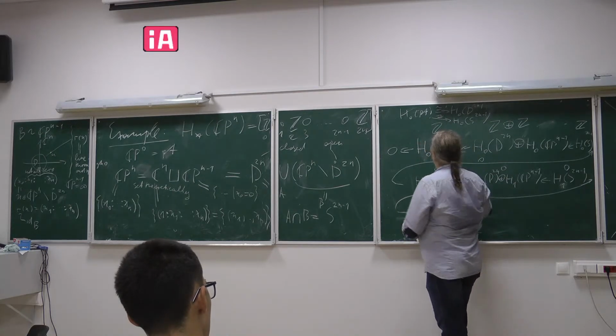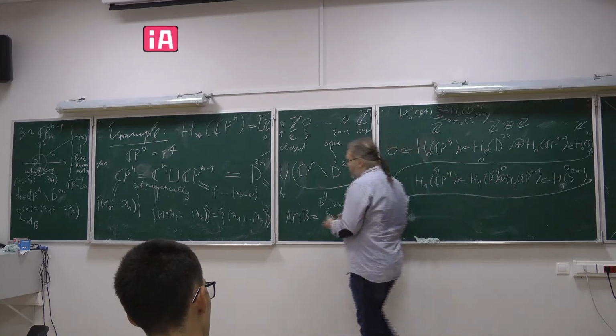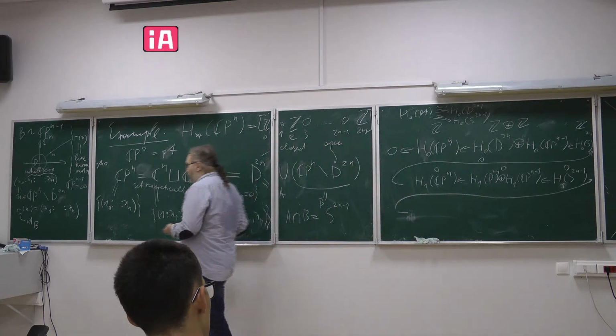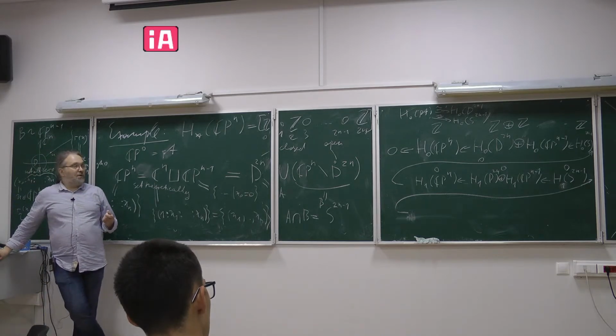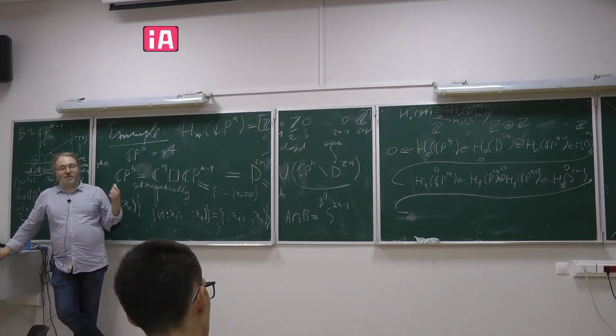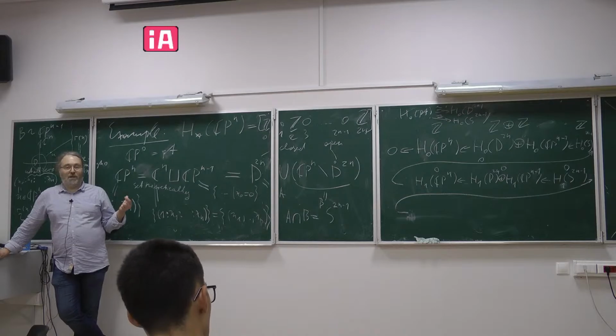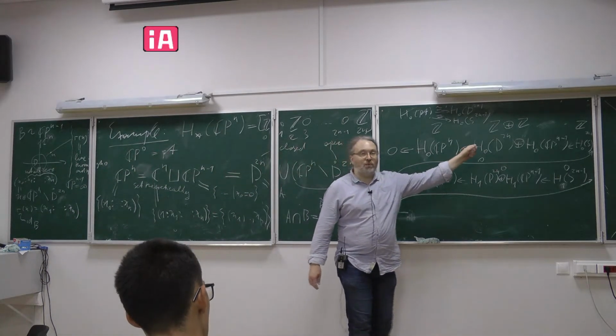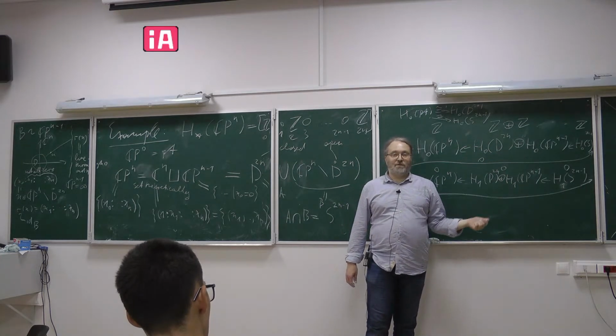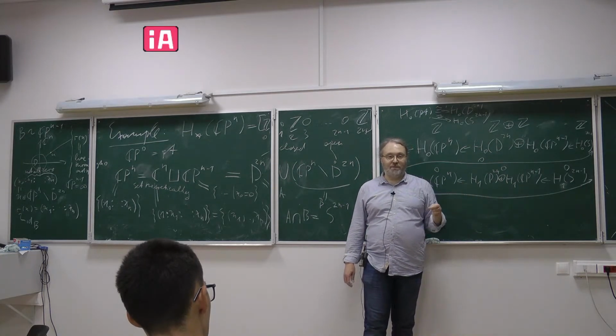The second one. Well, we know that the sphere is path connected. We know that the sphere S^(2n-1) is path connected.